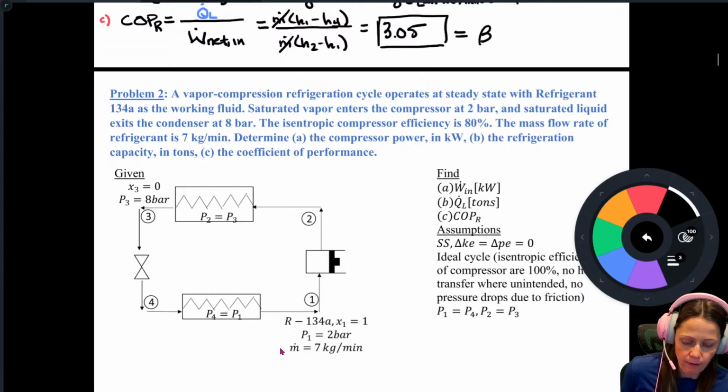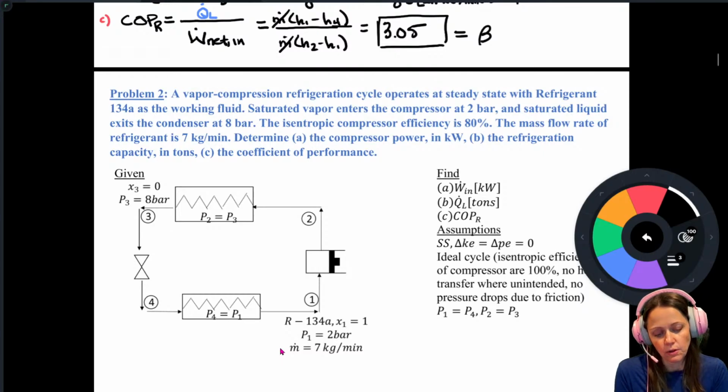Right, so we have a vapor compression refrigeration cycle, operates at steady state with refrigerant R134A as the working fluid.